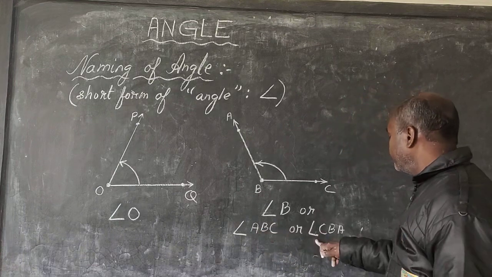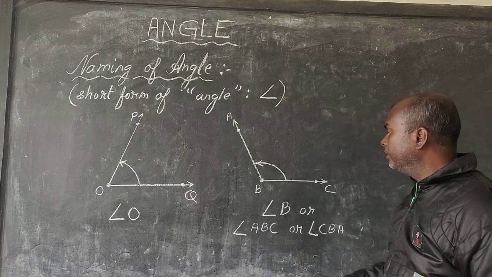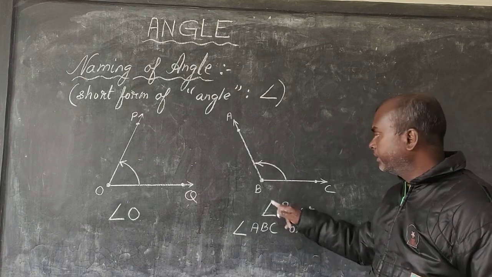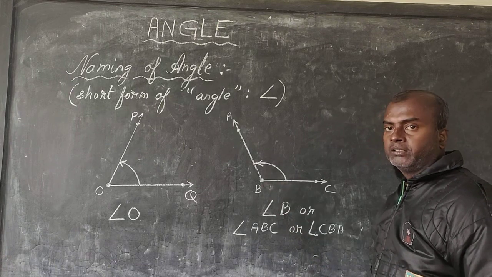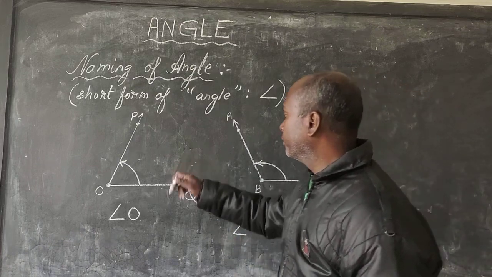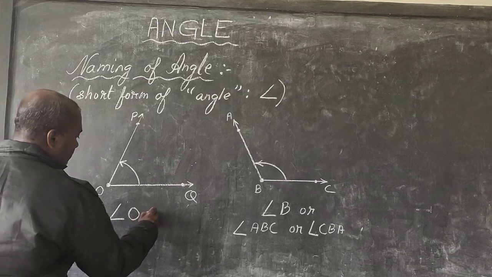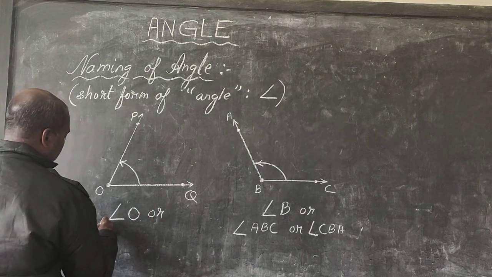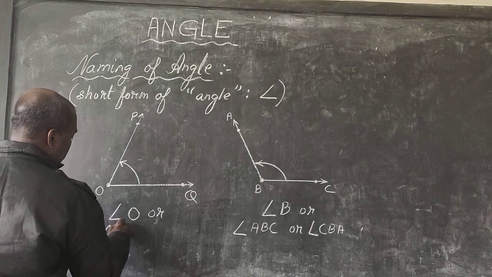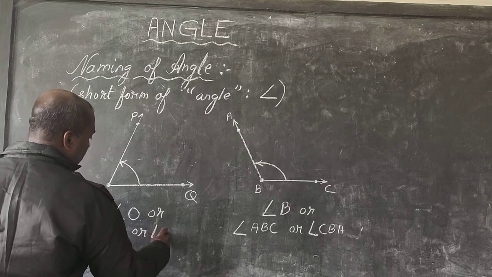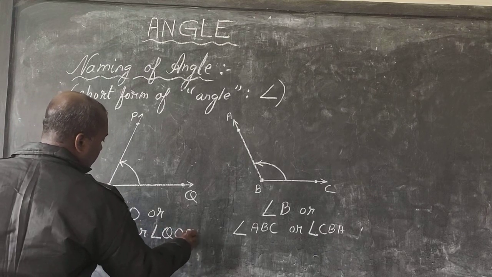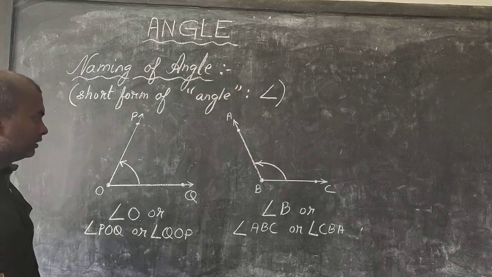Angle ABC and angle CBA is the full name of the angle, or in short, if you want to name it, you can name it as angle B. Okay. Similarly for this one also, in short form you can name it as angle O, and the full form you will write it as angle POQ or angle QOP. I hope it is clear to you.